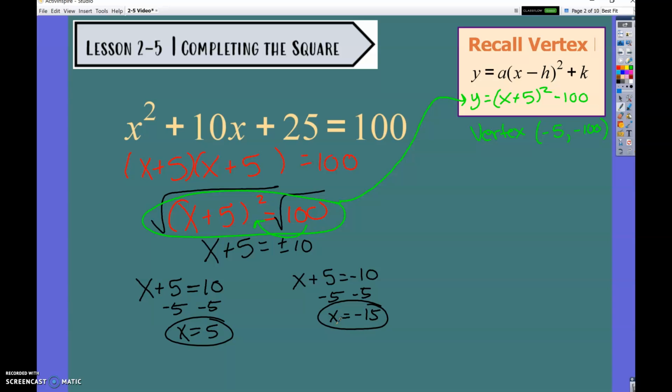The only bonus, if we wanted to subtract this 100 first, before we did factoring, we'd have x squared. Let me change this color here. We would have x squared plus 10x minus 75 equals 0. If we decided to subtract that 100 over, there would be your y-intercept.